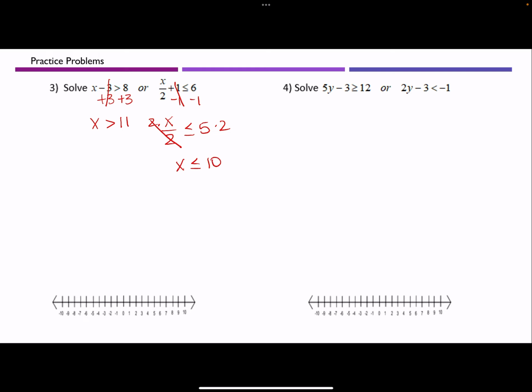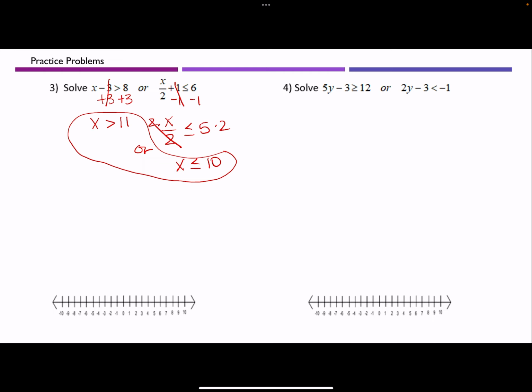And I would not flip that inequality, because even though I multiplied by a number to solve, I multiplied by a positive number, positive 2. So my solution would be x is greater than 11 or x is less than or equal to 10.